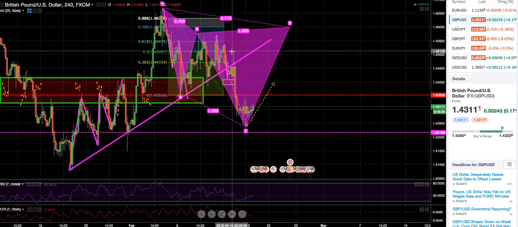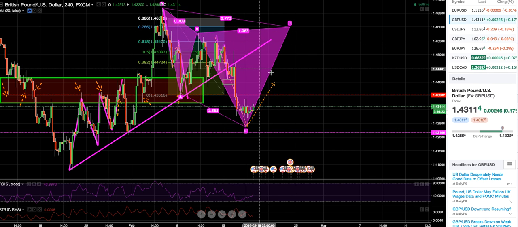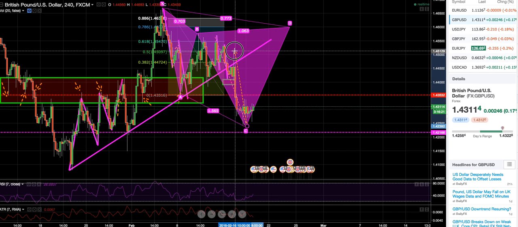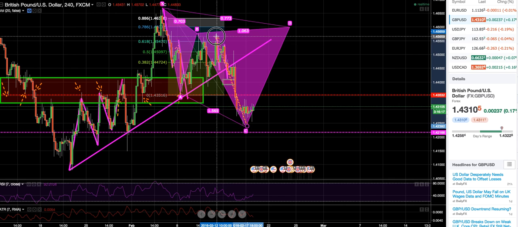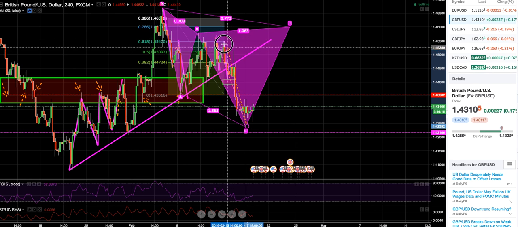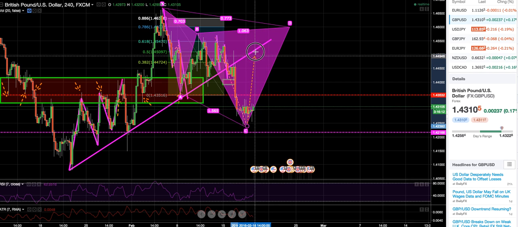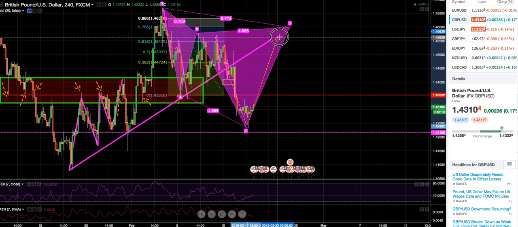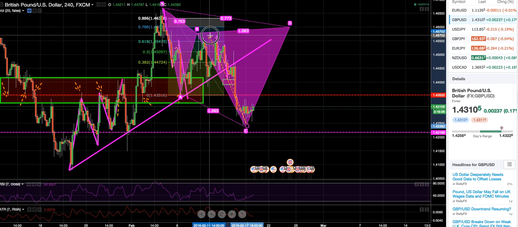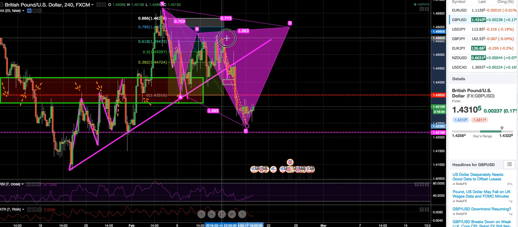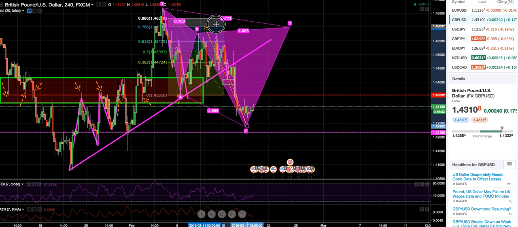Because I wouldn't really count this as a high to hide my stops above. For me it wouldn't make sense, because these two levels right here are just right next to it, so there's nothing telling me that the market couldn't just push right up into this level right here. This would be the first level I would feel comfortable placing stops above.